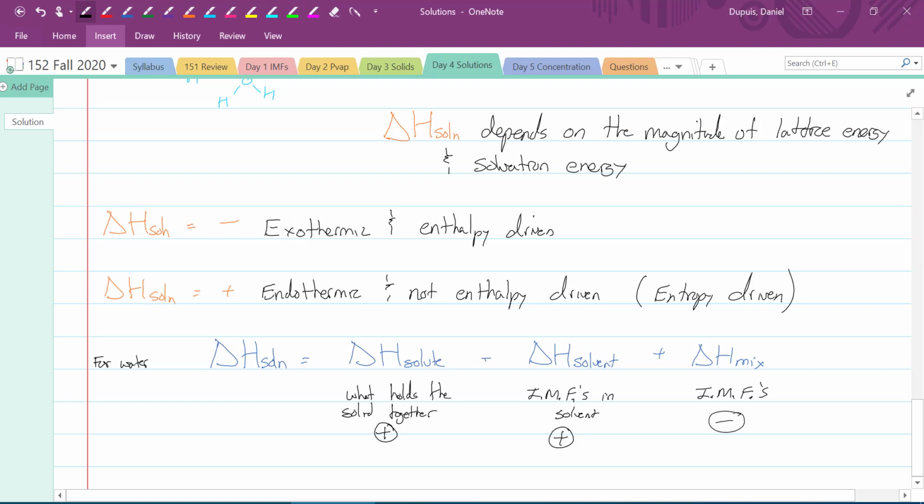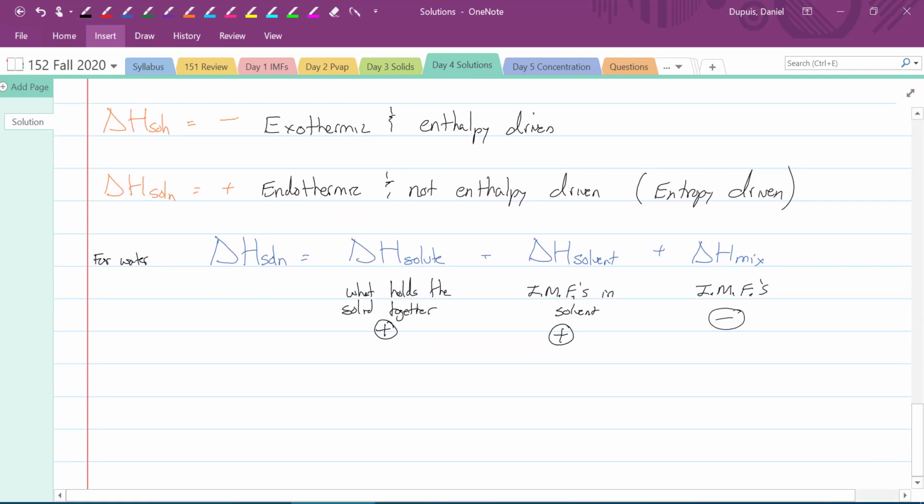Now again, the overall could be a positive number and the thing can still dissolve. For example, ammonium nitrate: energy is absorbed, it's endothermic, and it happens. So the sign of delta H doesn't necessarily predict the direction of the process. Okay. Now, factors affecting solubility.